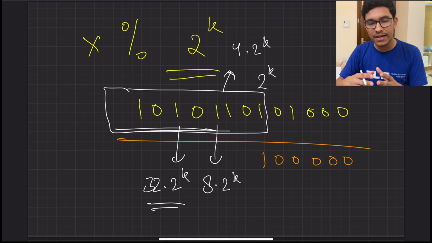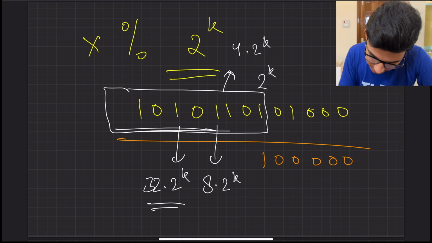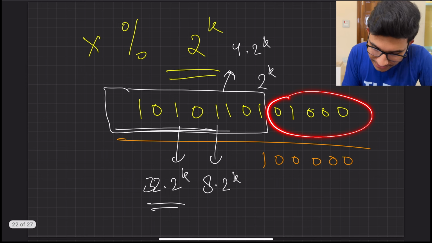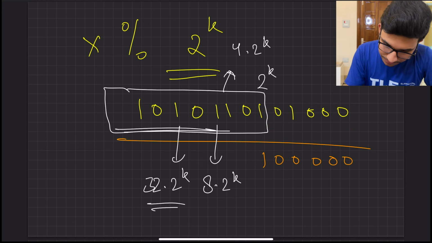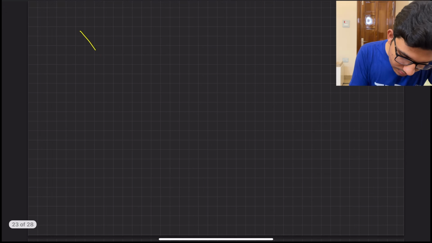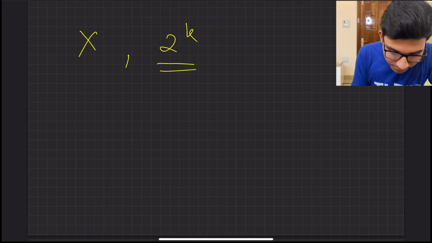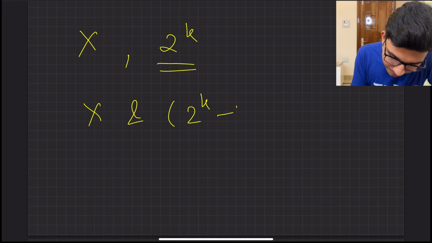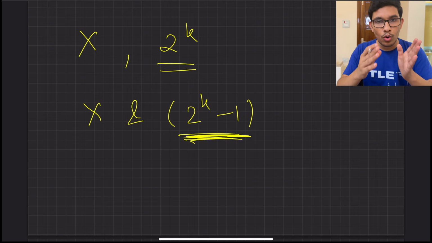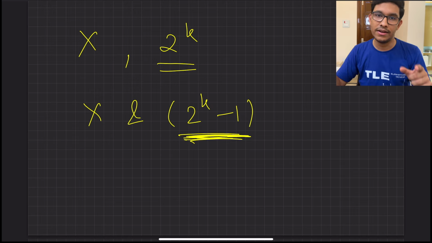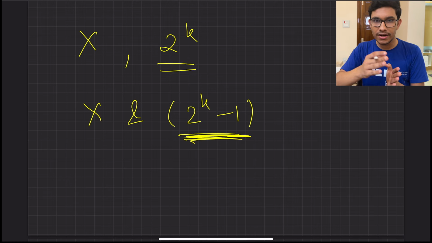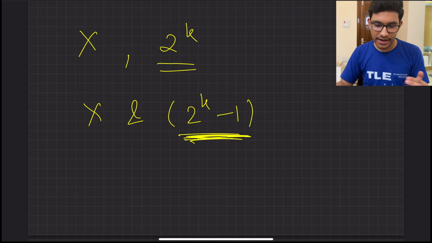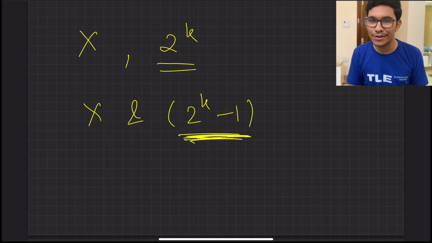You are concerned about the bits towards the right of the kth bit, which are these bits. These bits are going to represent the remainder when you divide x by 2 to the power k. So if you take x and 2 to the power k minus 1, this 2 to the power k minus 1 has all the k minus 1 bits towards the right as 1. They all are 1. So when you take the AND with x, this will give you all the bits which are towards the right of the kth bit and which are 1. And that will be the remainder when you divide x by 2 to the power k.